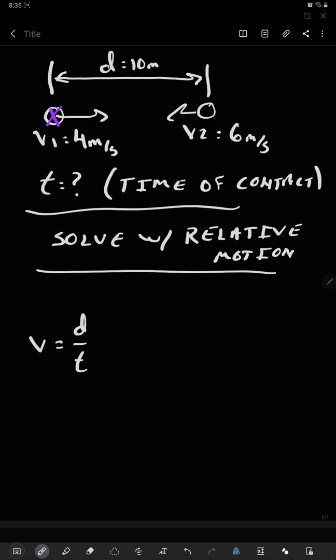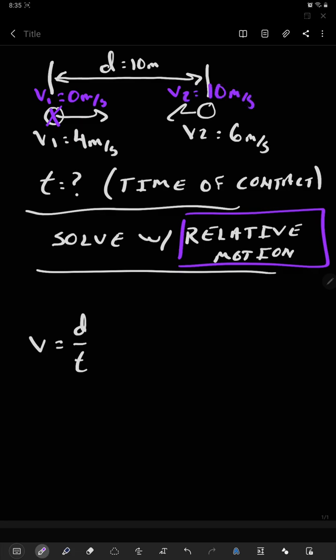If I was in car 1, how fast would I measure you coming at me? Well, I would measure my own speed. So here I'm doing the relative motion in purple. I would measure my own speed as 0 meters per second. And then I would measure object 2 coming at me at 10 meters per second. From my perspective, object 2 is going to go 10 meters before it meets up with me.